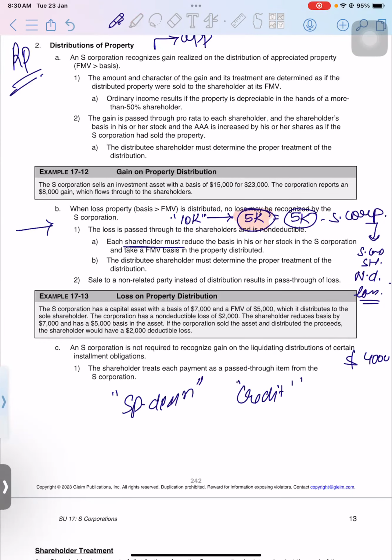Okay, now each shareholder must reduce the basis in his or her stock. You are going to simply reduce the stock basis. The distributee shareholder must determine the proper treatment of the distribution. He is going to determine what is the proper treatment. The S Corp is not liable for anything. Now if this vehicle is further sold to a non-related party, instead of the distribution, it results in the pass-through loss. So what will happen? This 5,000 loss will now be allowed. Initially, this loss was not allowed. Now it will be allowed.